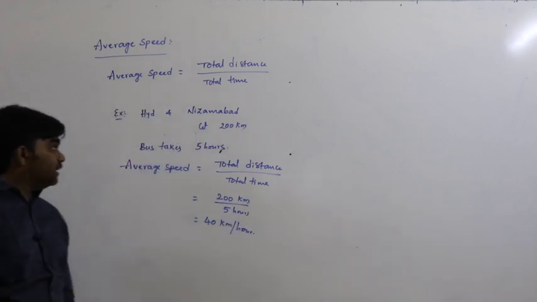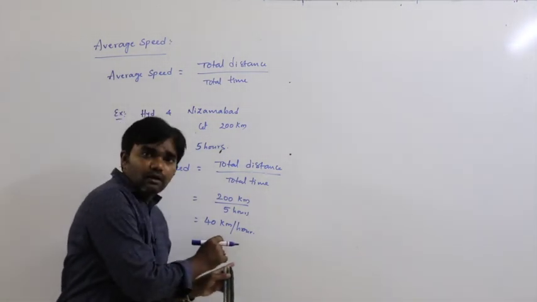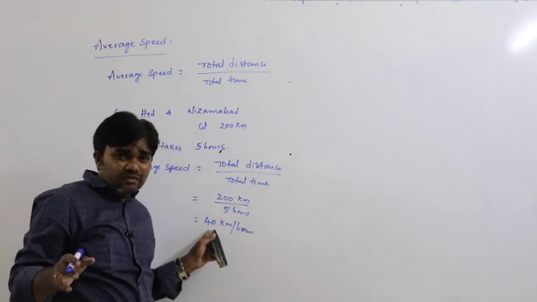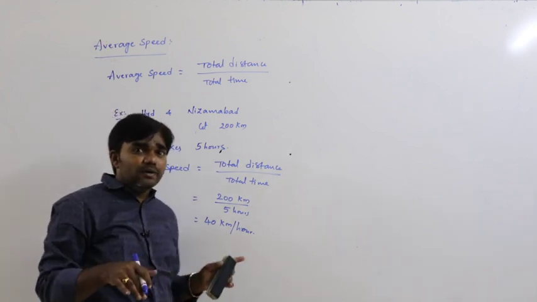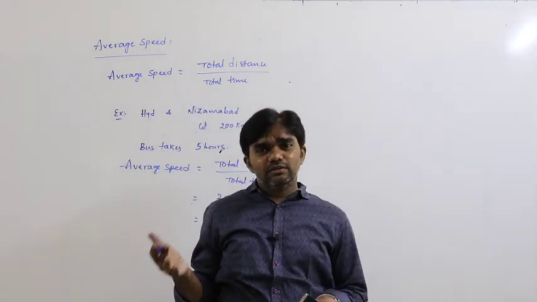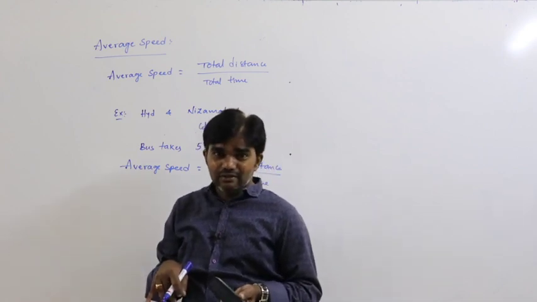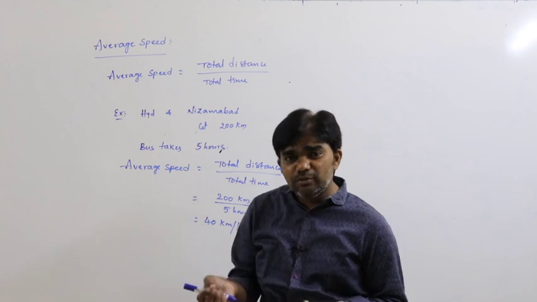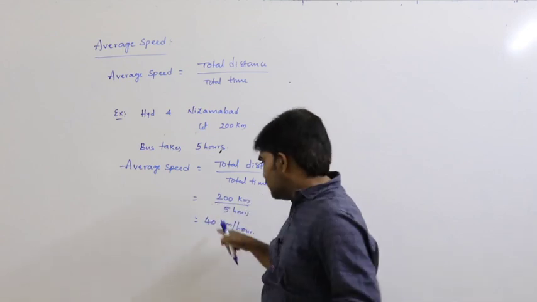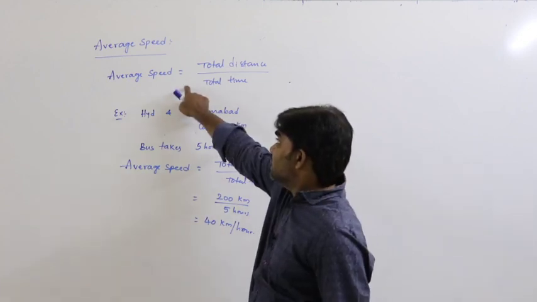The average speed of the bus is 40 kilometers per hour. This does not mean that throughout the 200 kilometers it travels at 40 kilometers per hour. On the highway, the bus may travel at 80 kilometers per hour. At the time of traffic, it may travel at 20 kilometers per hour or 10 kilometers per hour. Overall, the average speed is 40 kilometers per hour. So that is defined as average speed.